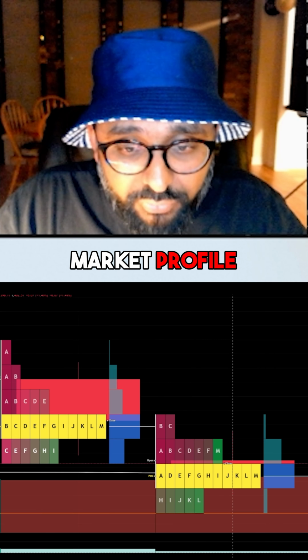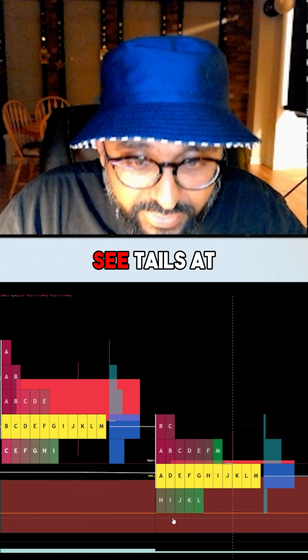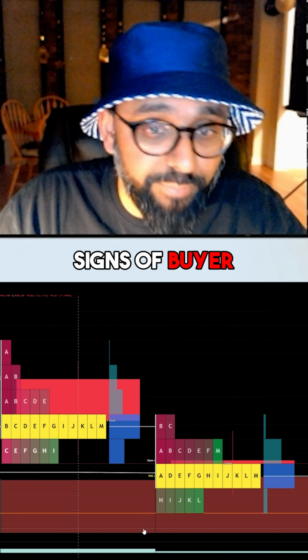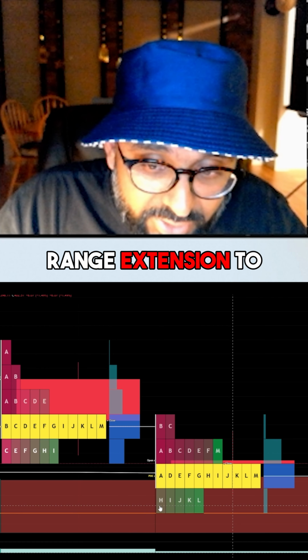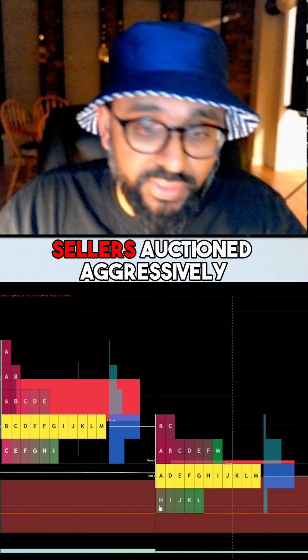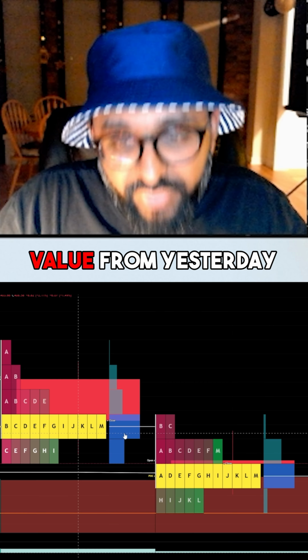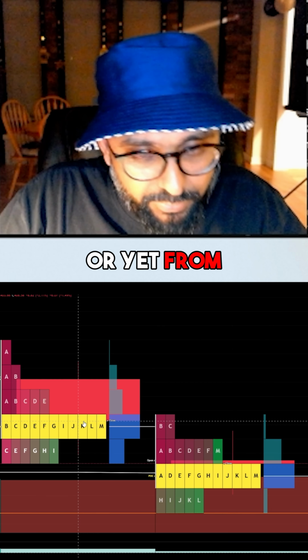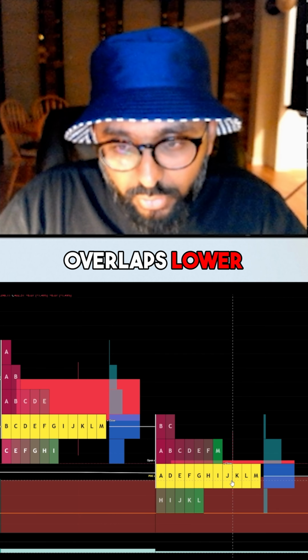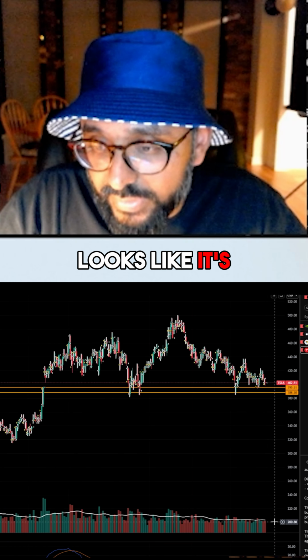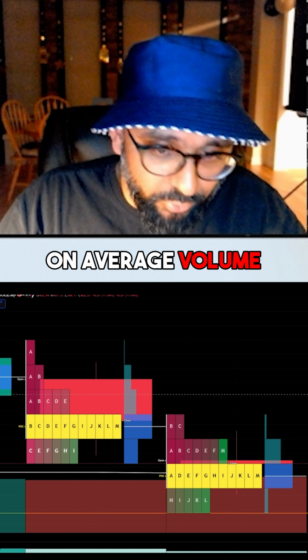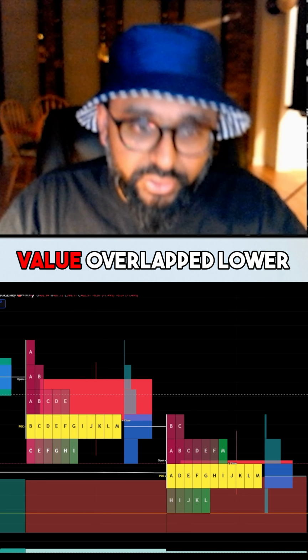So when I look at the market profile, I don't see tails at the top and I don't see tails at the bottom, which means no signs of buyer or seller exhaustion. I do see range extension to the downside, which means that sellers auctioned aggressively lower. Value from yesterday to today, or rather from Thursday to Friday, it looks like it overlaps lower. And the volume looks like it's about at average. On average volume or normal participation, value overlapped lower.